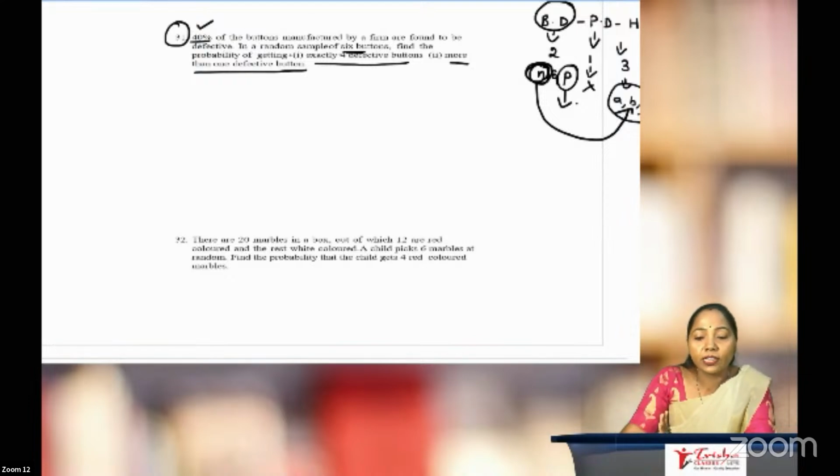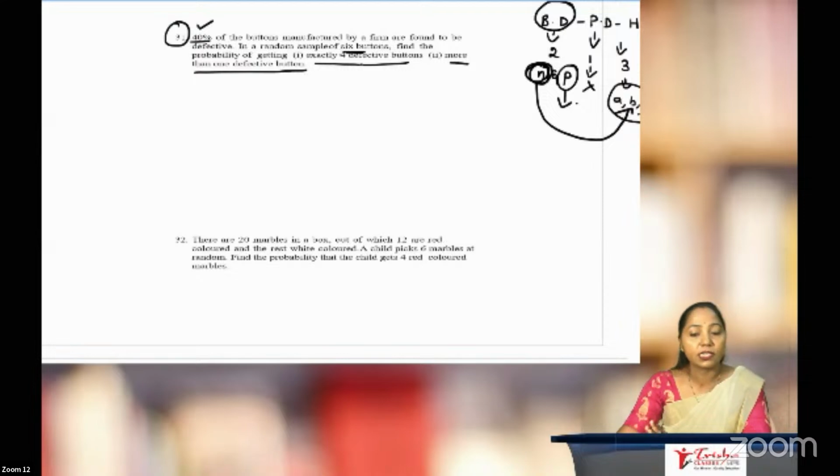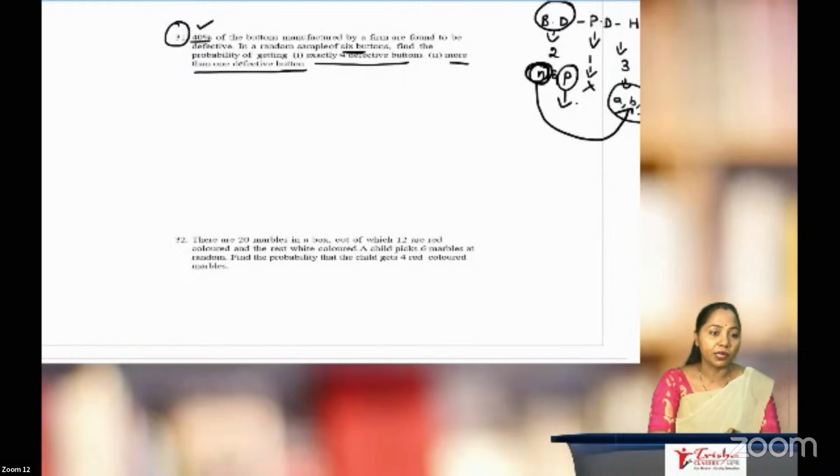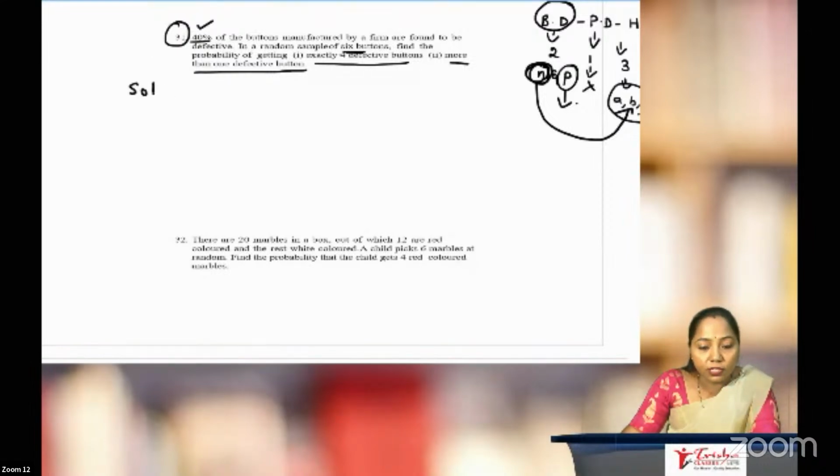Can you tell me which distribution it is? Since N is given to us, 6 buttons, sample size N is given as 6. Either it could be binomial or it could be hypergeometric. Yes, it is binomial distribution. So how do we solve the sum so that we can get full 5 marks? Write the parametric values. Let us define X first.